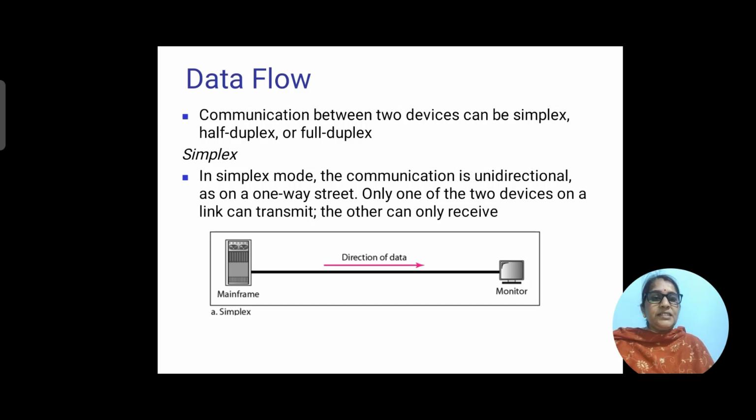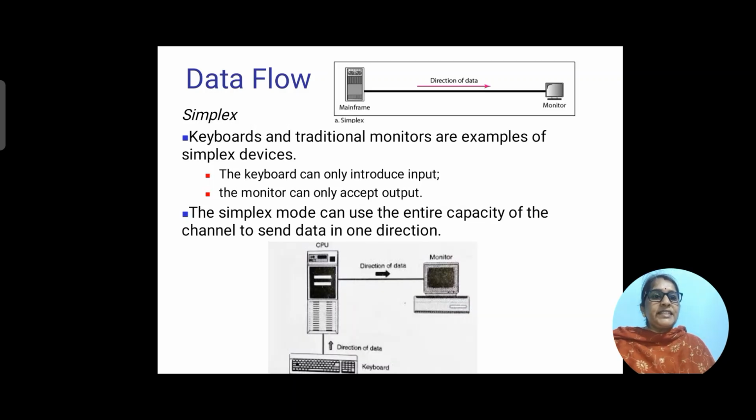So as shown in this figure, we have a monitor and a mainframe, and the arrow mark shows the direction of data. When the mainframe sends the data, the monitor receives the data. Keyboard and traditional monitors are the best example of simplex mode. Keyboard can only introduce input and the monitor can only expect the output.